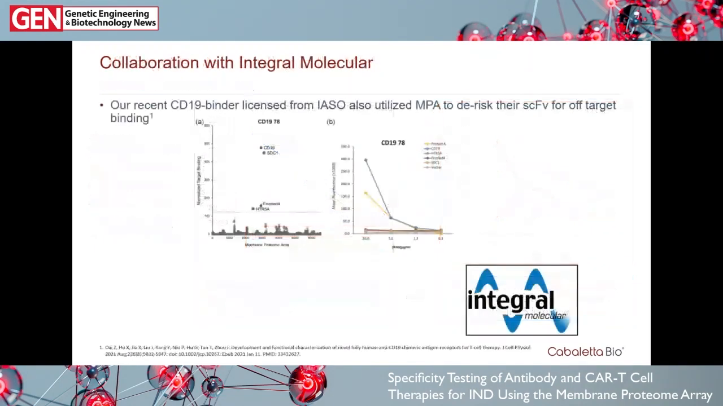On a side note, I would also like to mention that Cabaletta recently licensed a CD19 binder from a company called IASO. We were happy to see that when we were doing due diligence, they also had utilized the MPA technology to de-risk their off-target binding effects. So this just goes to show how widely accepted and popular the MPA technology has been in the field of CAR-T.